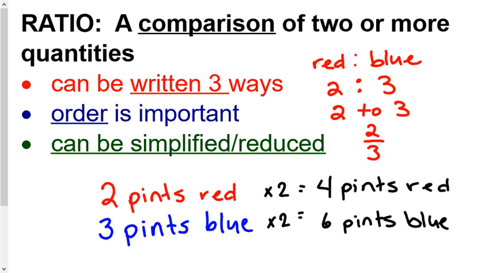You can simplify or reduce ratios. In this case, I can't, because just like if this were a fraction, 2 and 3 have no common factor other than 1. So this one cannot be simplified, but some ratios can be simplified. Notice that when I look at that ratio of 4 to 6, that can be simplified to a ratio of 2 to 3. That's how I would know that my 4 pints of red and 6 pints of blue is going to make the same color as if I use 2 pints of red and 3 pints of blue. I'm just going to have a different amount of paint.